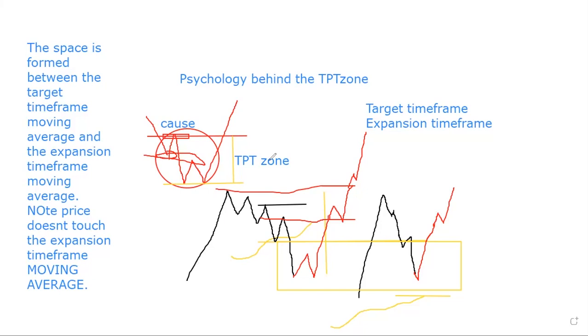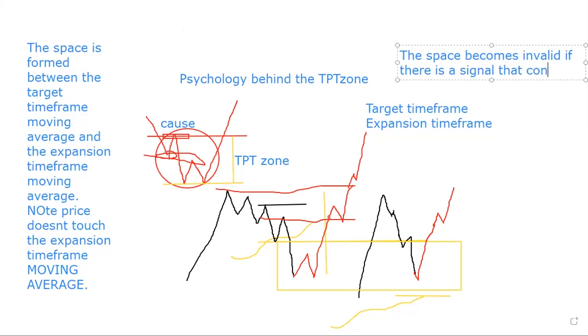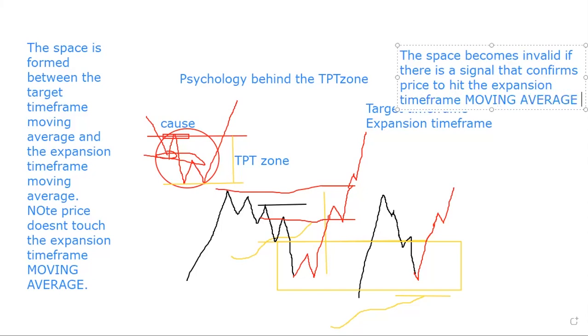Now, we'll be going down to our chart. Don't forget this. Okay, let me write a note. The space becomes invalid if there is a signal that confirms price to hit the expansion time frame moving average target.